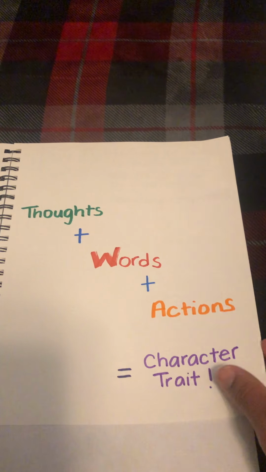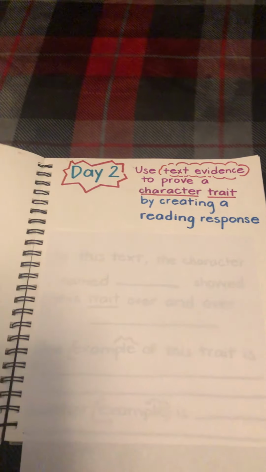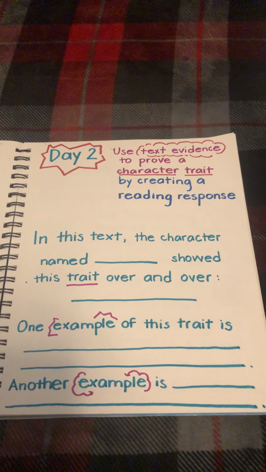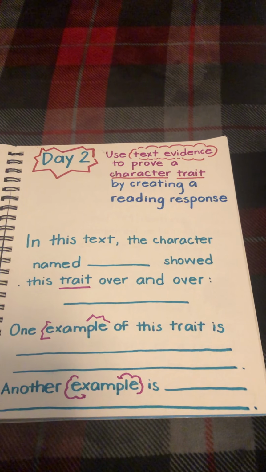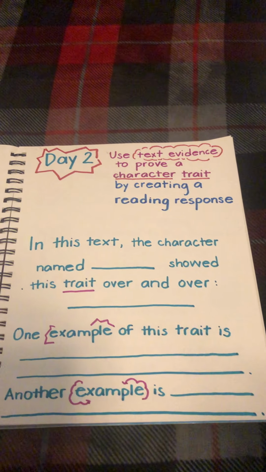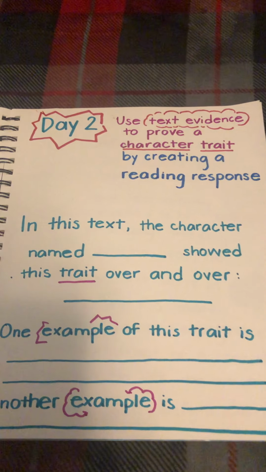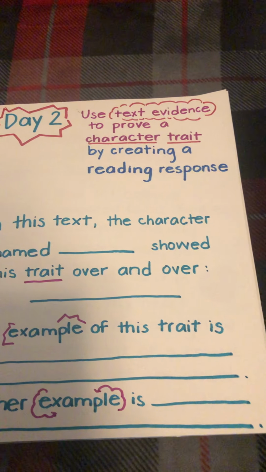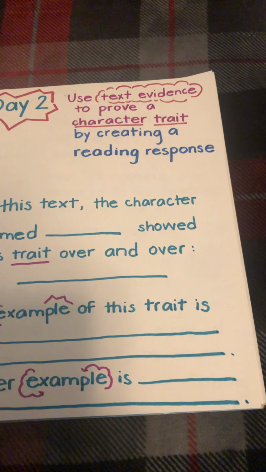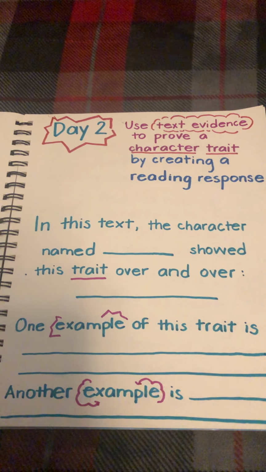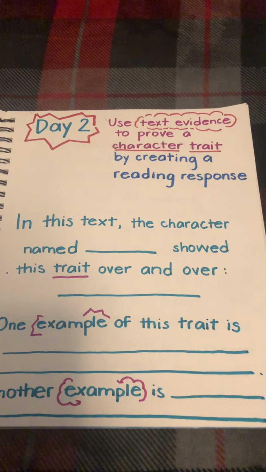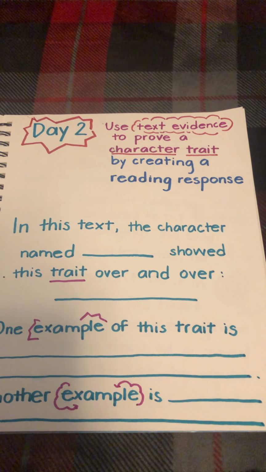So today we're going to be looking at a new text, and you're going to see me practice creating a reading response. This is the reading response that I'm going to be using. You all will see a similar example in your packet, but we'll talk about that in a second. You can see here that my prompt says, in this text, the character named blank showed this trait over and over. So I'm going to need to focus on one character, and I'm going to need to figure out what that trait is that this character is showing. A word or words that describe this character.